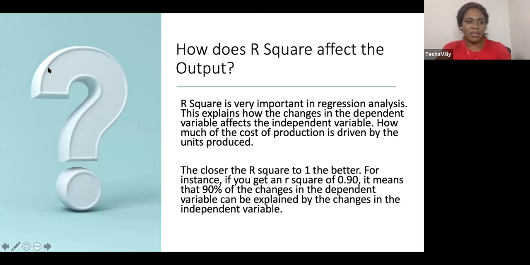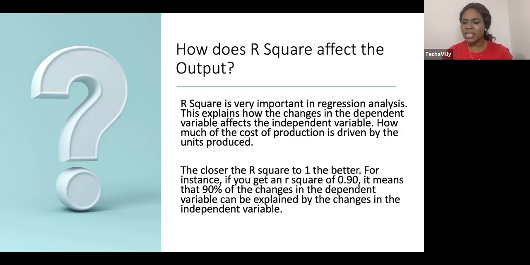Okay, right. So there's something called R square, and this R square plays a very vital role in your regression analysis. R square explains how changes in the independent variable affect the dependent variable. That's exactly what I said when I was talking about the line: if anything changes in your independent variable, it is going to affect the dependent variable. So the R square is going to show the relationship.